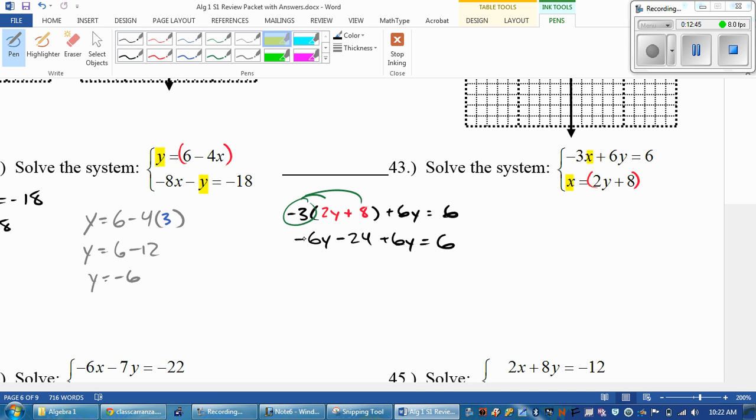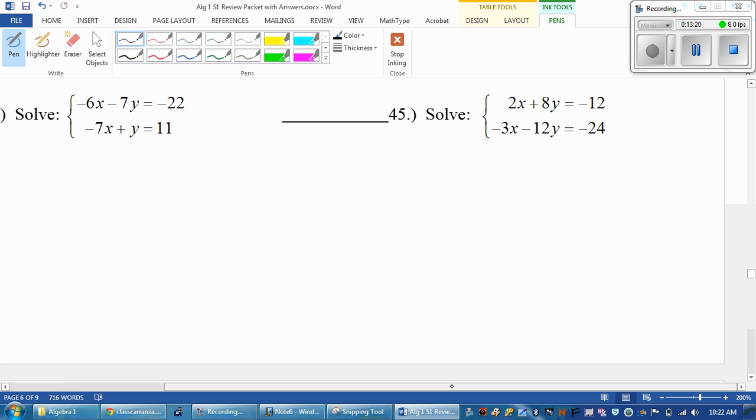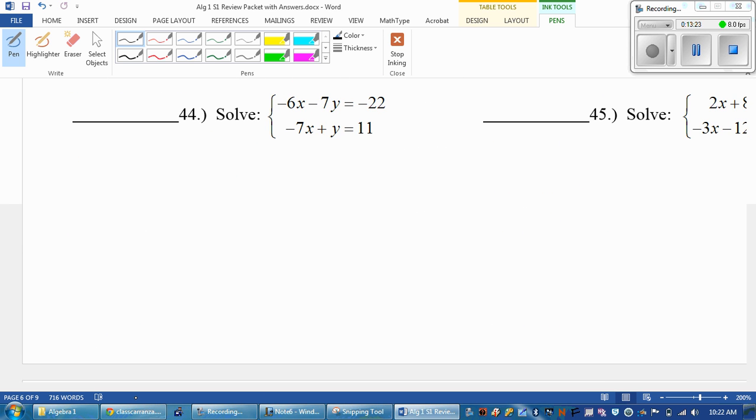And now we look to combine our like terms. Negative 6y plus 6y, those cancel. And then we're left with negative 24 equals 6. So you need to ask yourself, is that a true statement? No, that is false. So when it's false and we're left with an untrue statement, our answer is no solution.